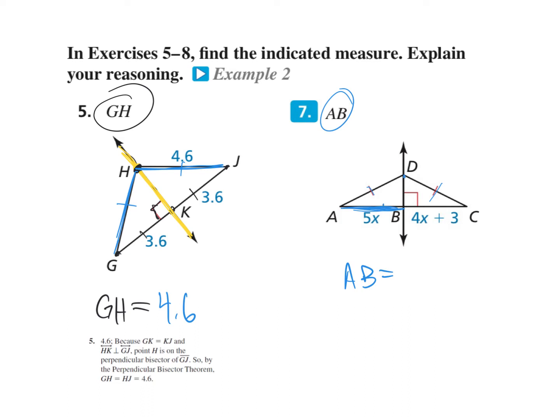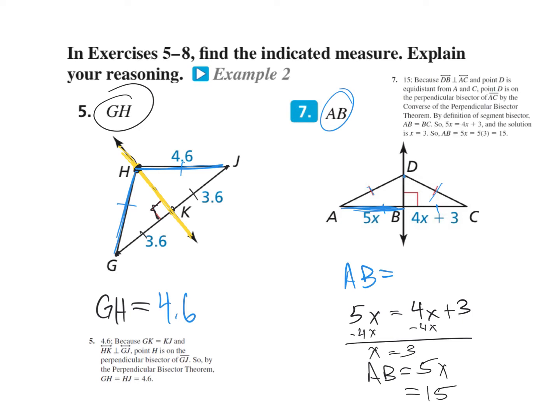So if it's equidistant, that means 5x is equal to 4x plus 3. They're equal to each other. So we subtract 4x and get x equals 3. Now that's what x equals. You have to find AB, so you have to plug it back in to what AB is. AB is 5x, so 5 times 3 is 15. And there's the long answer, basically what I just said.